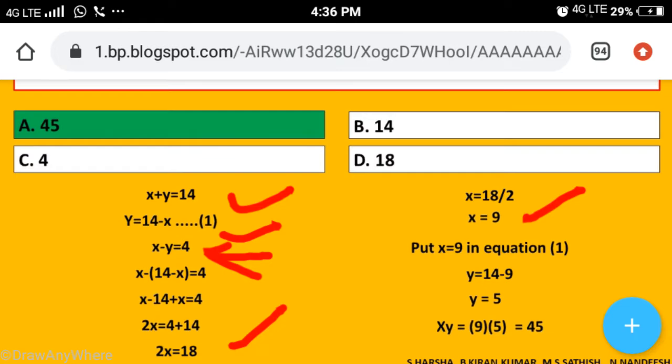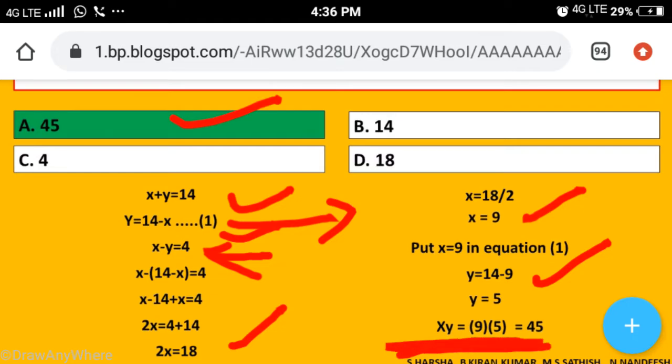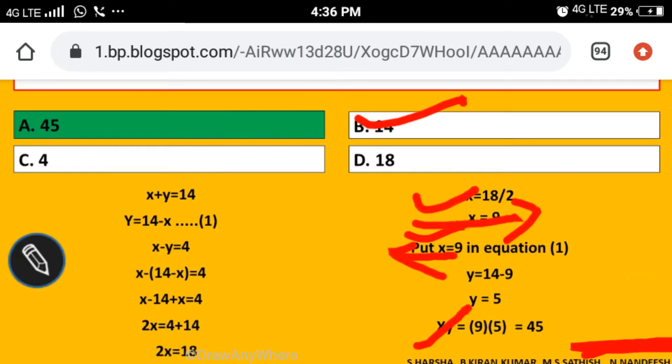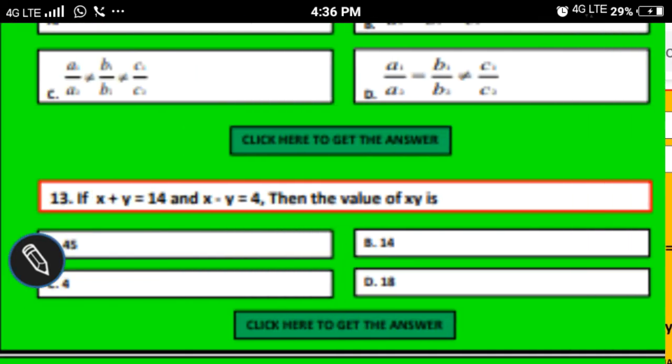And when we substitute this value of x, that is x equals 9, in the above equation, that is equation number 1, we will get the y value as 5. So therefore x into y becomes 9 fives are 45. Option A is the correct answer. We can use the elimination method also. Just as in the previous problems we used elimination, this is the substitution method.